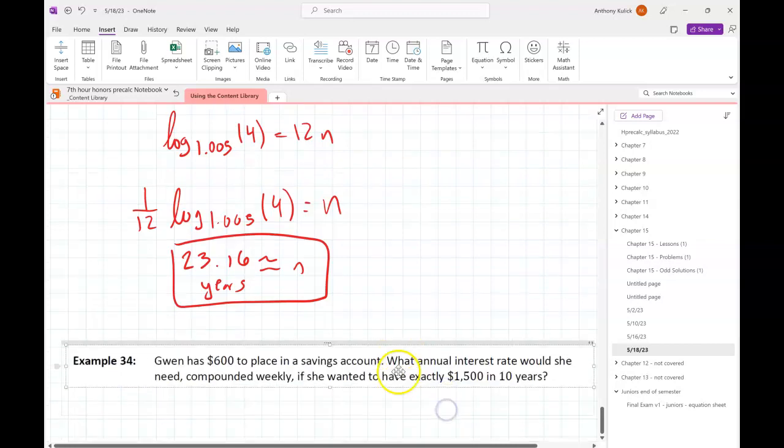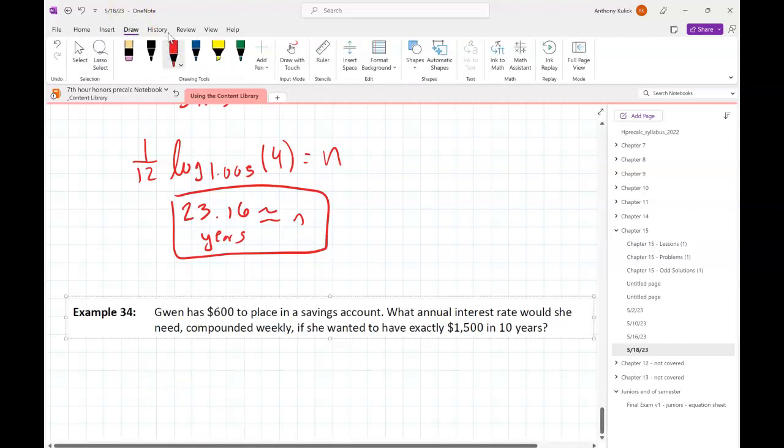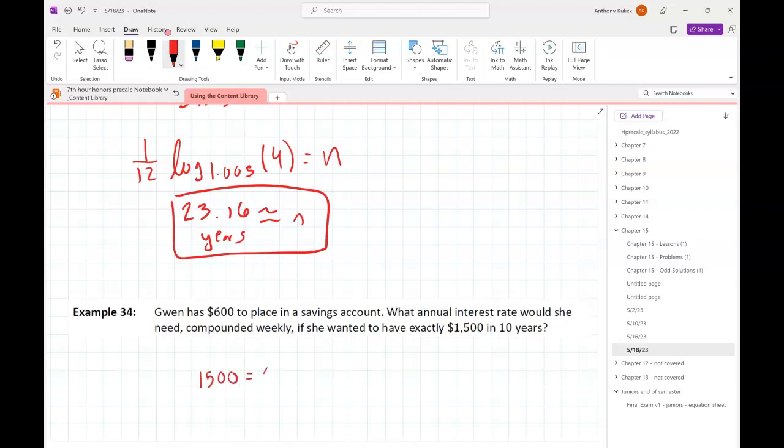Here we're told that Gwen is gonna put $600 in a savings account. What annual interest rate would she need if it's compounded weekly if she wants to have exactly $1,500 in 10 years? Well, that $1,500 is our future value. Our present value is the 600. The R is going to be our variable. The K is, what's the K?